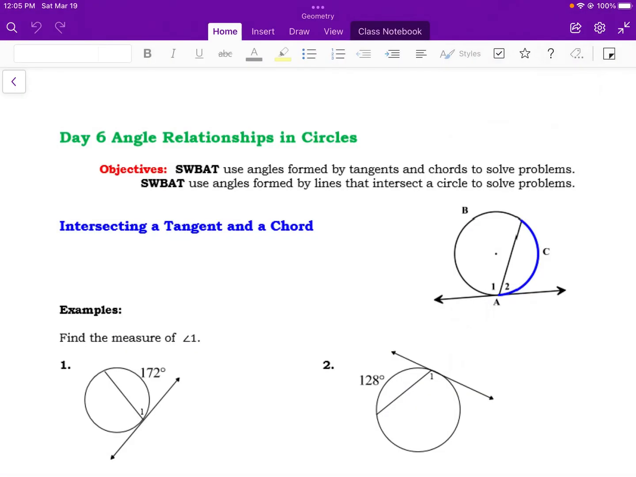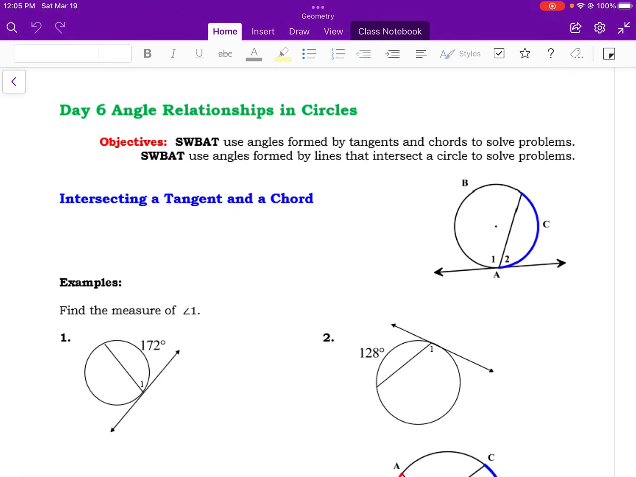All right, welcome to day 6, guys. You thought that you had learned everything there was to know about circles, but it continues today. We're going to add some additional relationships, including tangent, chord, and secant relationships. So first of all, let's start by loading up with some definitions.